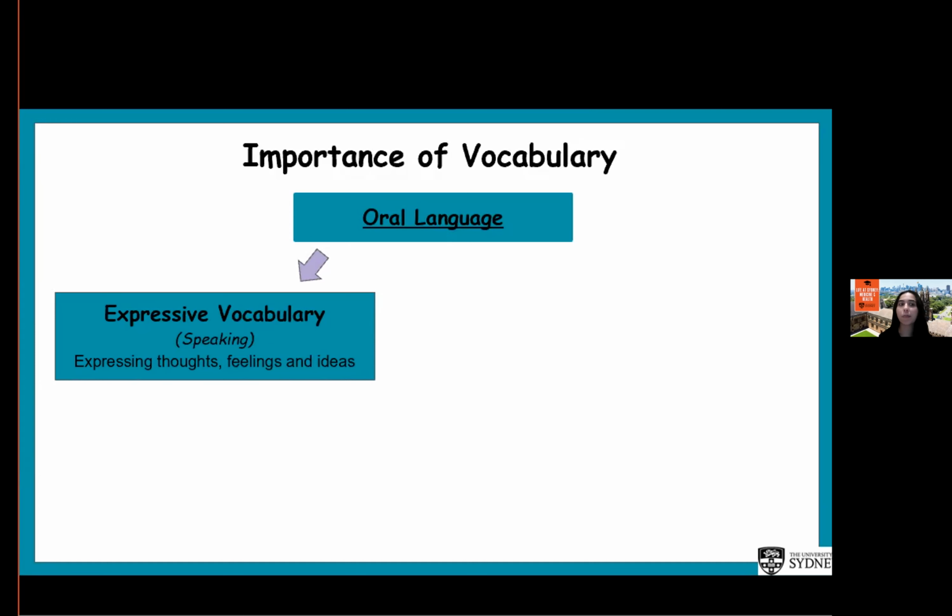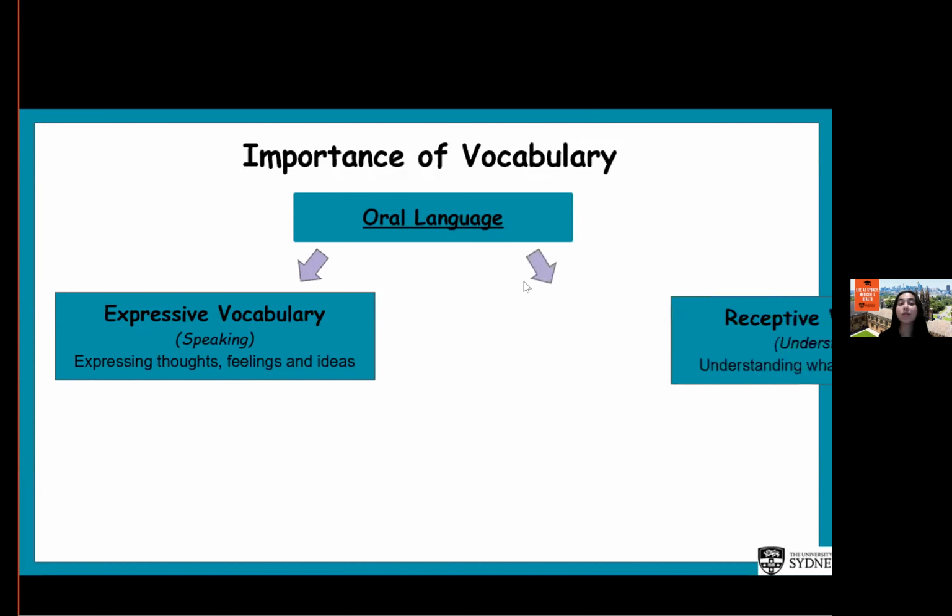For example, if a student is trying to tell you that they were embarrassed by something that happened in the playground, but they don't understand the meaning of the word embarrassed, they might use a different word such as angry or scared, which doesn't accurately reflect how they felt. Now, this changes the meaning of their message, and this can lead to misunderstandings.